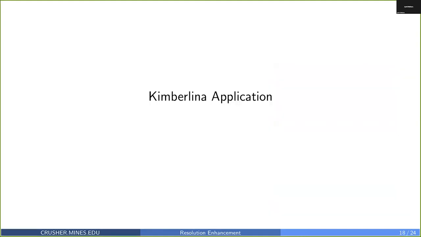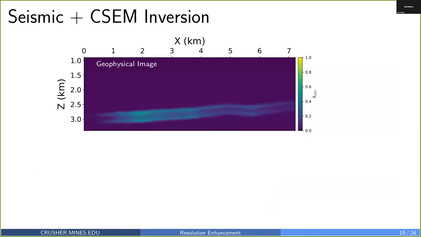Next, I show the Kimberlina example, which has been extensively studied by my colleagues at Lawrence Berkeley National Lab and the National Energy Technology Laboratory in the US. Here, instead of the conventional VP image or a seismic image, we are looking at enhancing the resolution of a petrophysical attribute, in this case, CO2 saturation. Using seismic and CSEM data, my colleagues have generated a map of CO2 saturation, shown here. One corresponds to a CO2 saturation value of 100%, and zero means there's no CO2 at that grid point. Using seismic and CSEM inversion, we obtain this image, which is smooth.